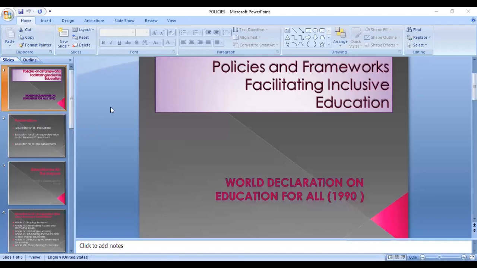Next, we will go for the policies, ma'am. So see, these are the policies and frameworks facilitating inclusive education. Can you see the slide? Yes, ma'am. So these are the policies and frameworks facilitating inclusive education. In that, I'm taking up the second one. First one, there are many articles.